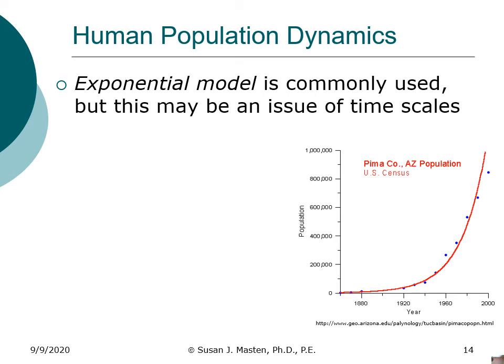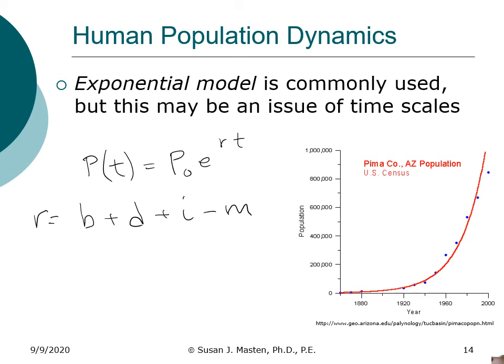Now with human populations, we potentially can use an exponential model. So in this case, again, the population at time t is equal to the initial population times e to the rt, where r is the growth rate, t is time, and r is equal to a birth rate plus a death rate plus an immigration rate into the area minus the emigration rate from the area.